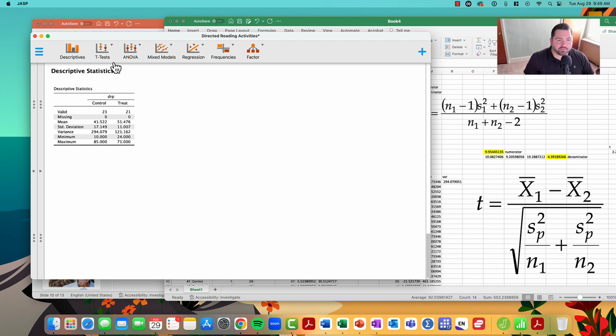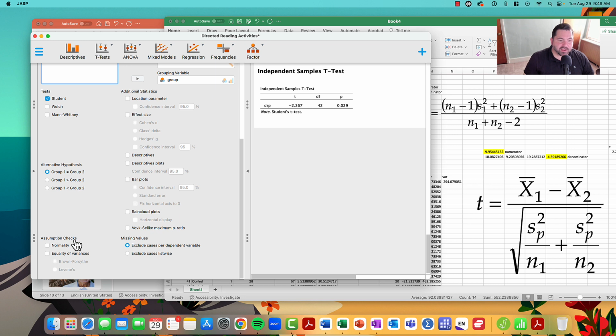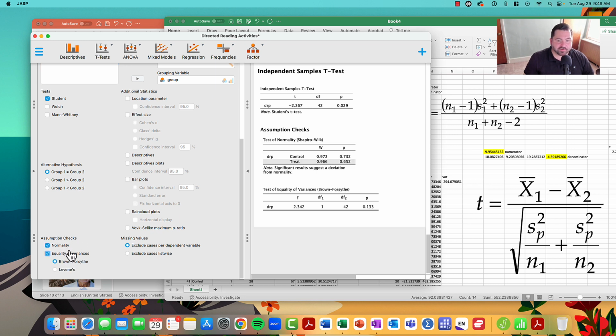Okay, so in order to run the t-test, we're going to go to t-tests, independent samples t-test. We're going to take our dependent variable and move it to the dependent variables box. We're going to put our grouping variable into the grouping variables box, and we're going to get our t. Because this is an independent samples t-test, we have to check the basic assumptions of normality and equality of group variances with the Levene's test.